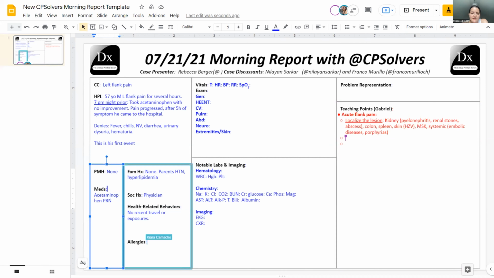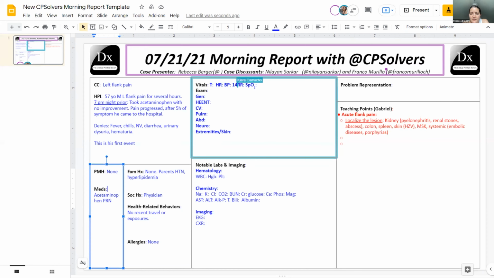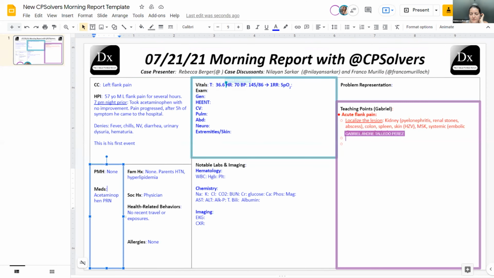I can give you his exam too, because I think that'll give more discussion. So in terms of his vital signs, his initial blood pressure was 145/86, came down to 122/82 on recheck. His heart rate was in the 70s. He was afebrile with a temperature of 36.6. He had a normal respiratory rate of 18 and was satting 100% on room air. He was overall reasonably well appearing, sitting up in bed, not in any acute distress.